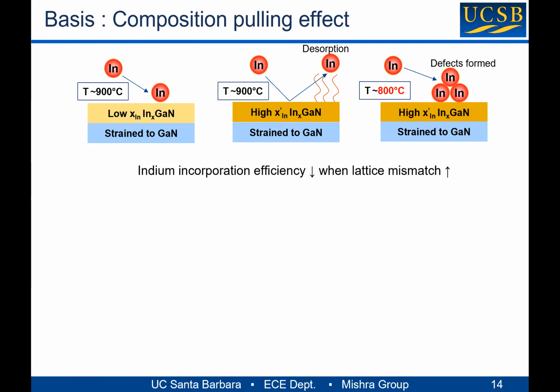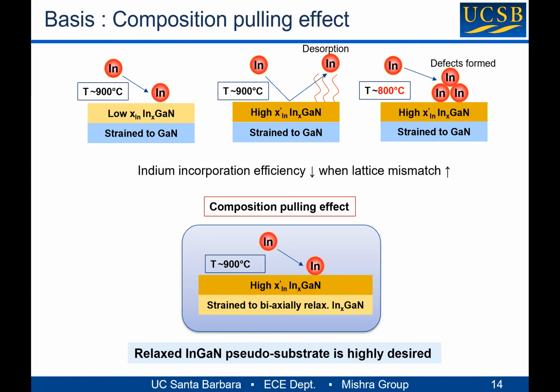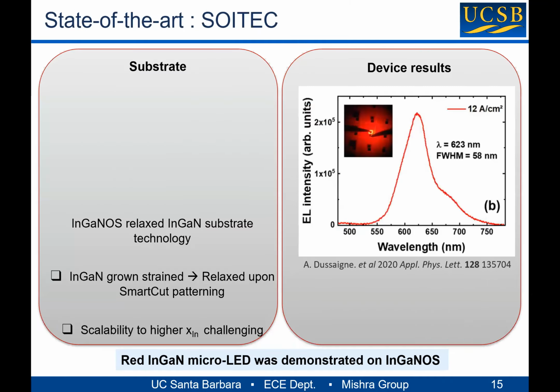An approach to achieving higher indium content films would be to lower the growth temperature, but due to the larger lattice mismatch between these two films, the morphology of the film will be poor. Instead, if we have a biaxially relaxed InGaN film as our base, we can get high indium compositions even at higher growth temperatures due to the reduced lattice mismatch between these two films. Hence, a relaxed InGaN pseudosubstrate is highly desired.